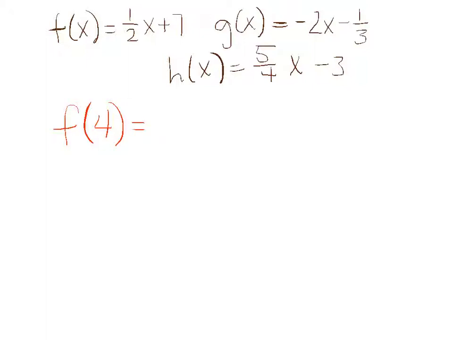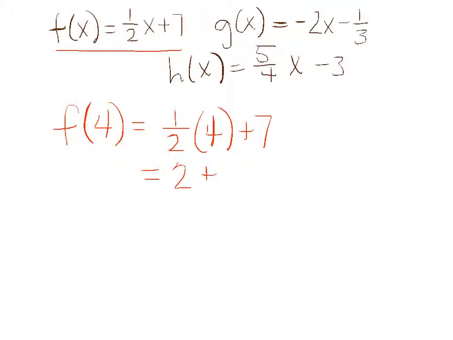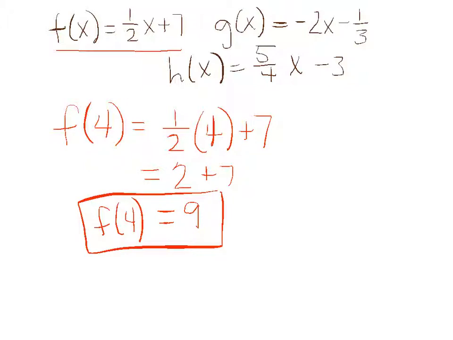If I look at this, the 4 is in the x spot, so I know the x value is 4. I'm going to come up here and use my f function. So I'm going to substitute in 4 in place of x. And then I'm going to simplify. 1/2 of 4 is 2. 2 plus 7 equals 9. So f of 4 equals 9.